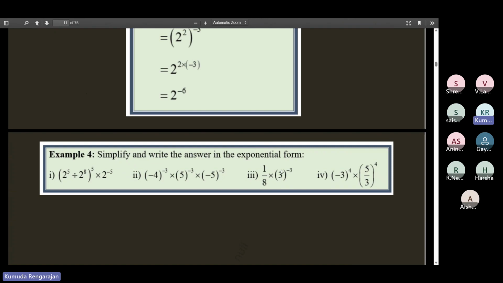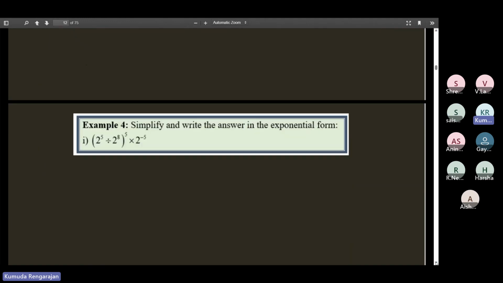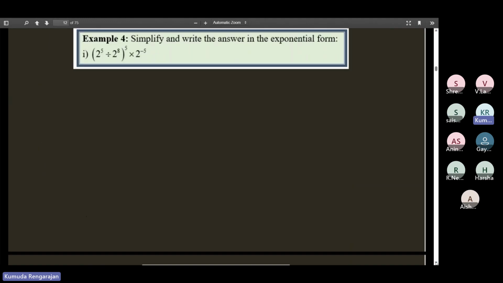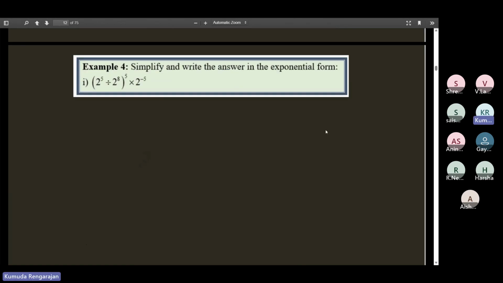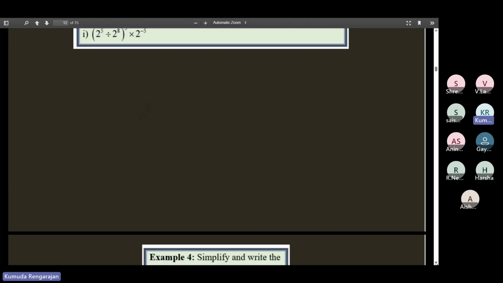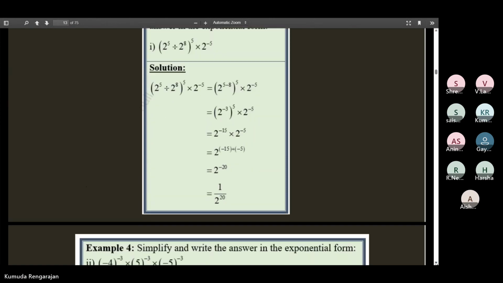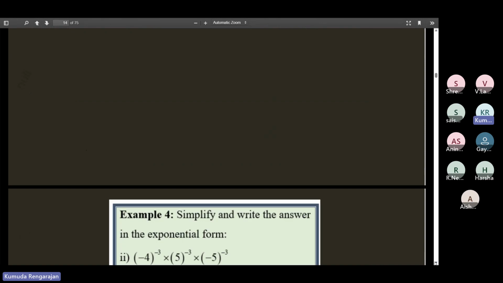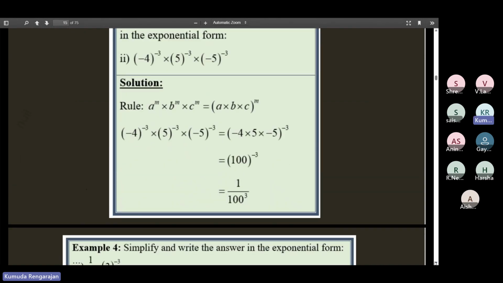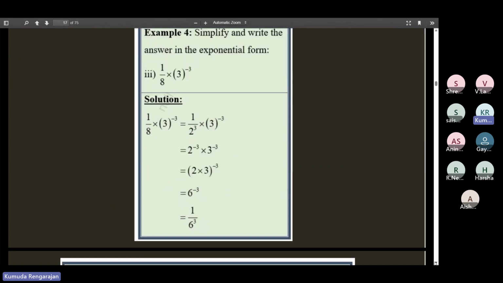Example 4. In example 4, there are 4 subdivisions. So you can see all the 4 subdivisions. Now, this is the first subdivision. Example 4, first subdivision. You can see the first one here. You can try it yourself. And then you can check with the answer here. Or if you've forgotten, you can go through this and recall. So like this, you will see all the examples, answers to the examples, exercise, answers to the exercise questions.